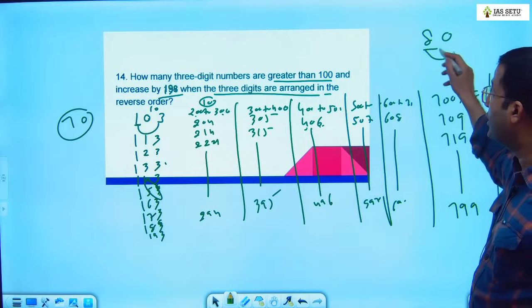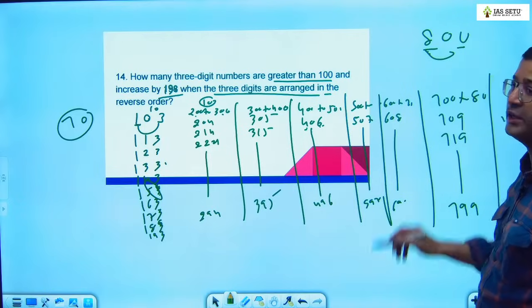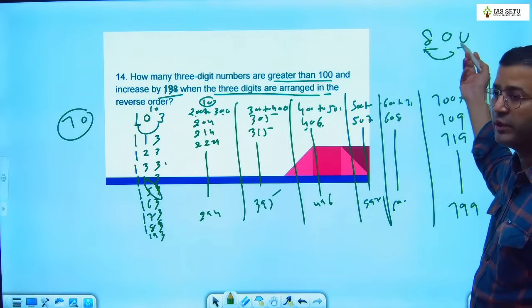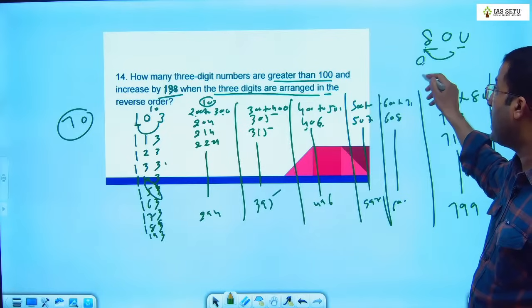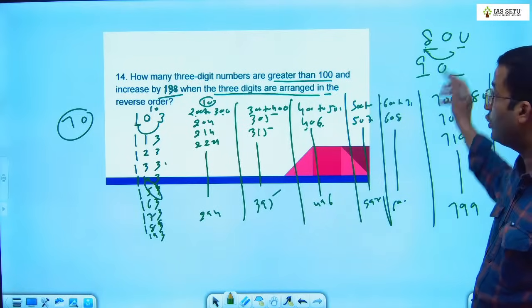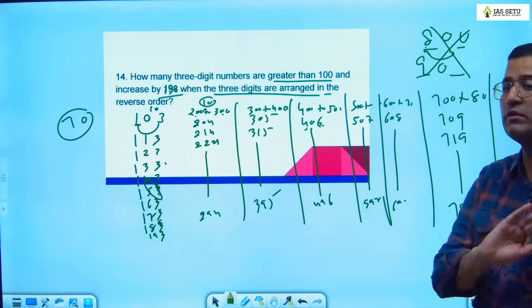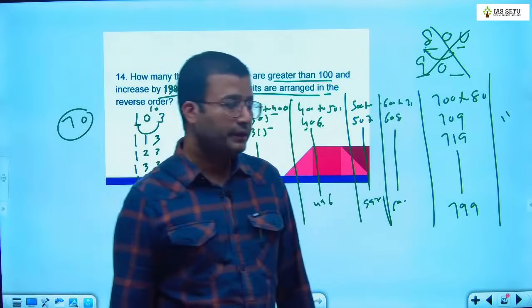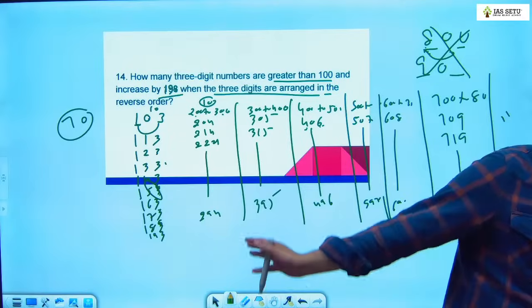You can't add 2 to 8 to decide the unit place. How will you take the unit place? By adding 2 to 8. There is no scope of adding 2 to 8, and to 9 you can't add 2. So in 800 and 900 there will not be any number which helps you. Take a photo of this.